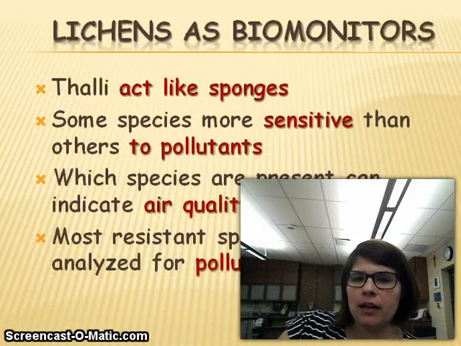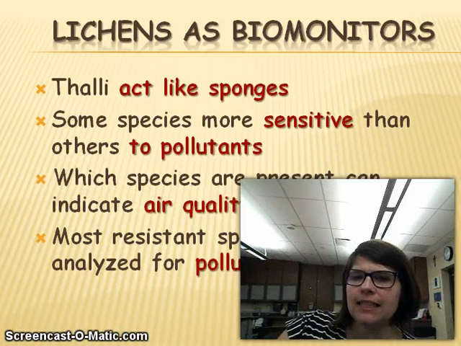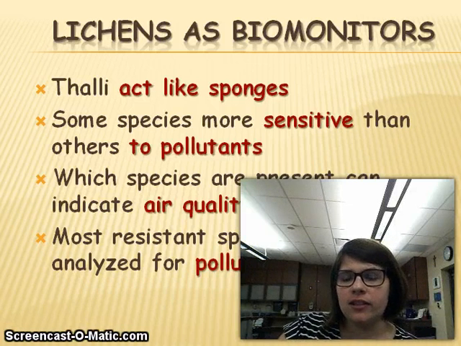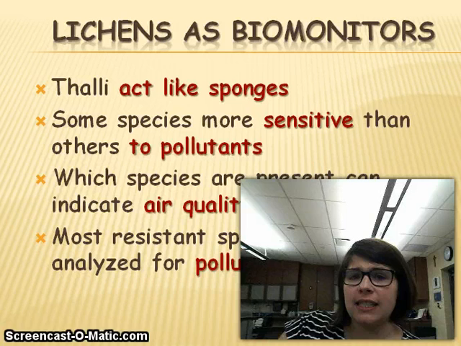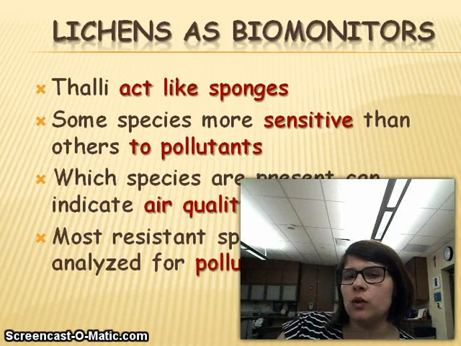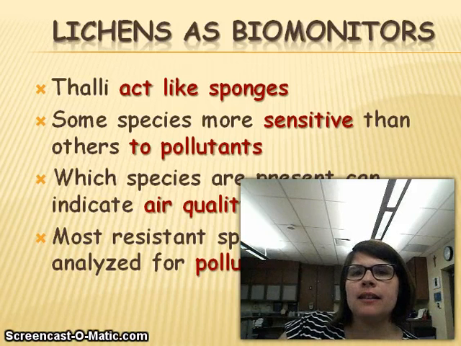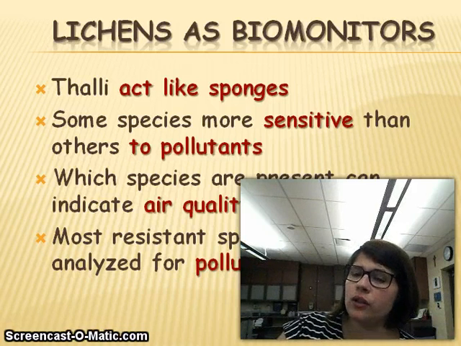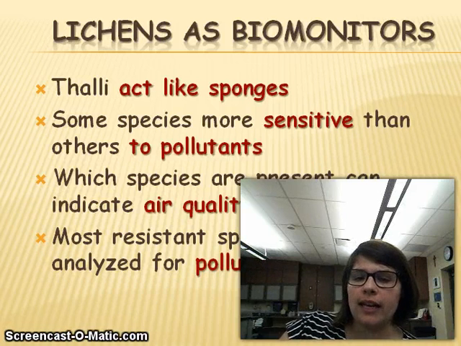So lichens as biomonitors: the thalli, or the thallus, acts like a sponge, and some species are more sensitive than others to pollutants. So we can see when our lichens are starting to die off that our pollution is getting too high. Which species are present can indicate the air quality. So if we look at the actual species within the lichen, we can predict the air quality because of how sensitive one species or another is to air quality. And lastly, most resistant species can also be analyzed for pollutants.